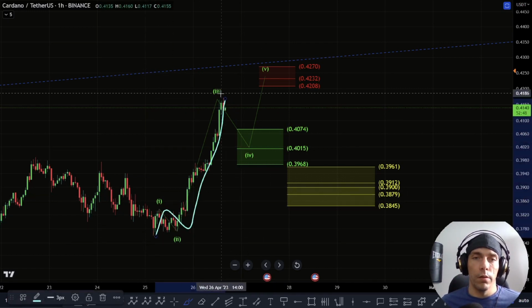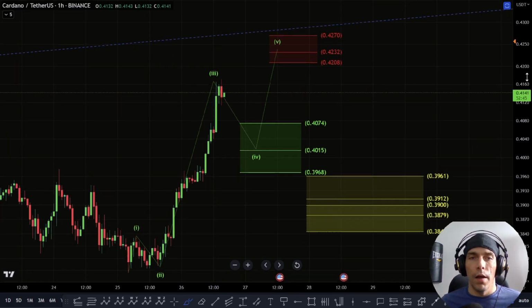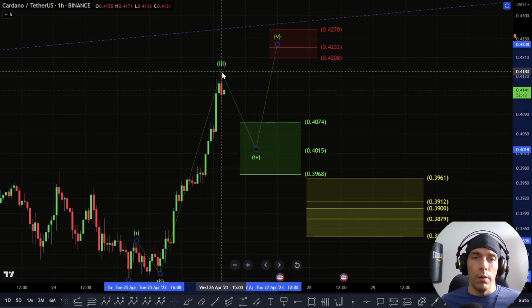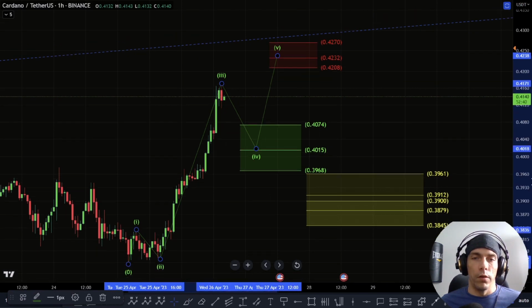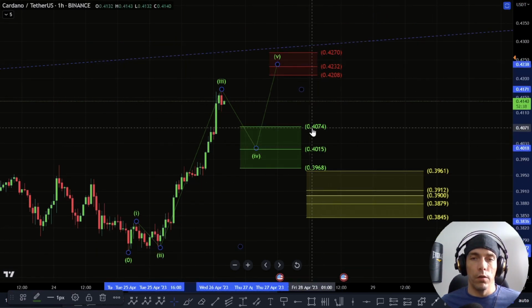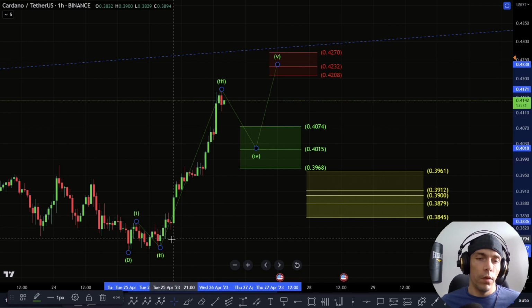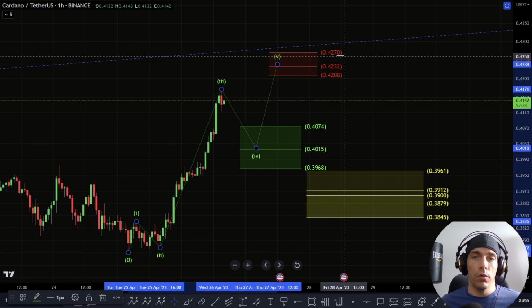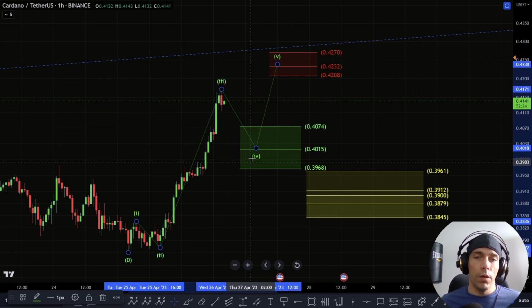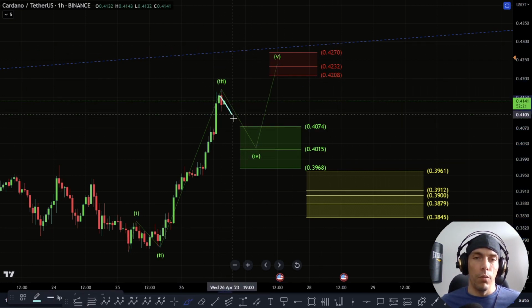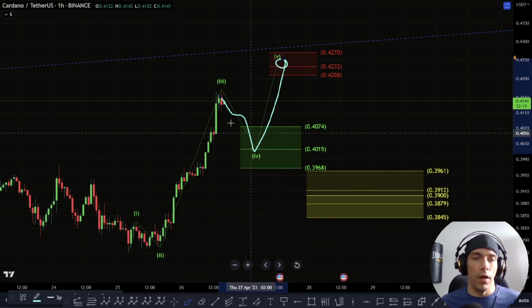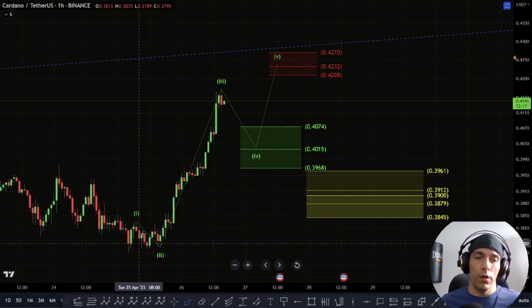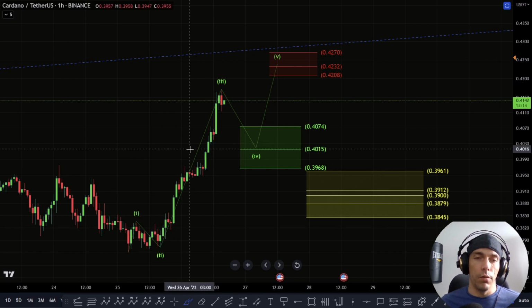So this way would actually say that we're looking to complete this third wave up here, and then we're going to be looking for a fourth wave to the downside. So this fourth wave would actually look to target out this zone of this 40.74 to this 39.68 area. If this is the case, what we'd then be looking for is an additional push up towards this 42.70 to this 42.08. So this would be looking for basically seeing a three-way move to the downside here and then a continuation up.